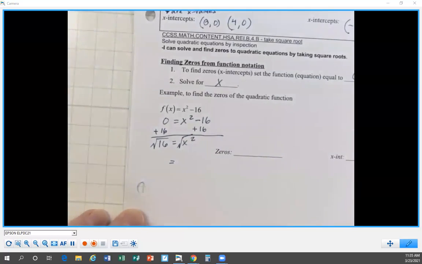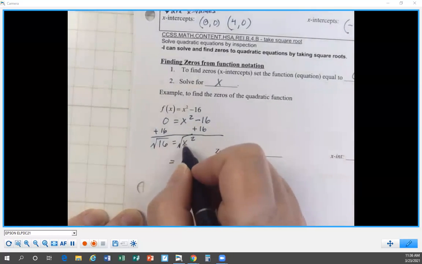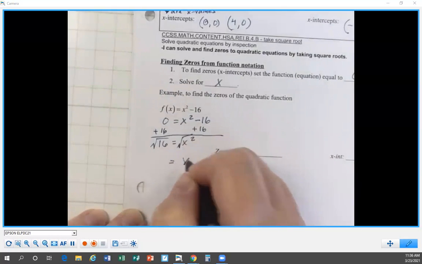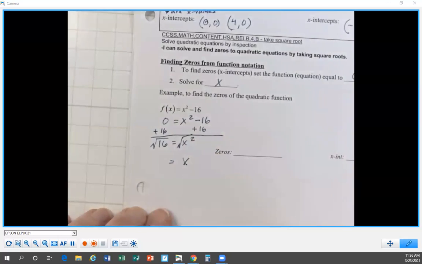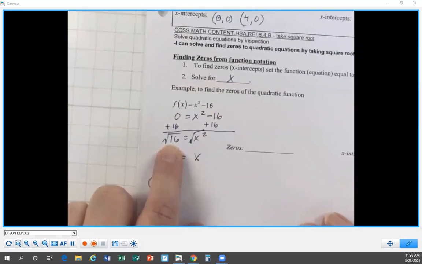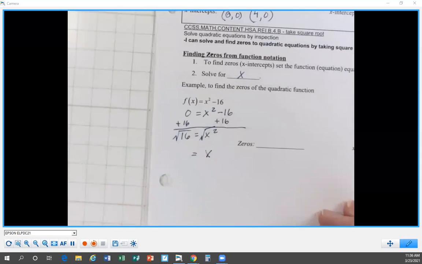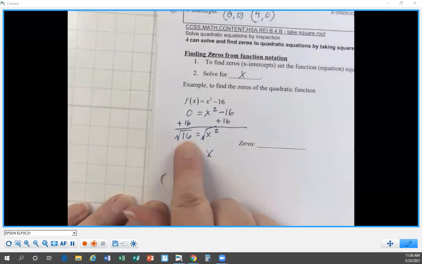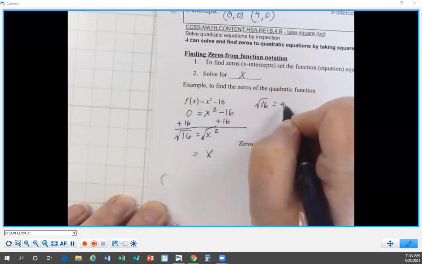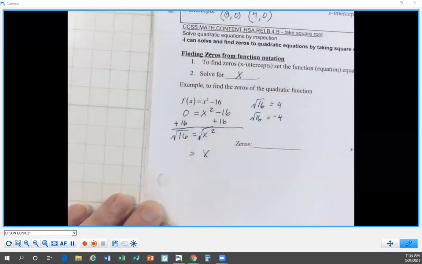And what's the other number that also multiplied by itself will give me 16? -4. Okay, so when I take the square root of x squared, so if I have x, I square it, but then I take the square root, that's just x. So x can equal 4 because the square root of 16 is 4, or x can also equal -4 because -4 times -4 would also give me 16. So again, there are two possible answers for this.